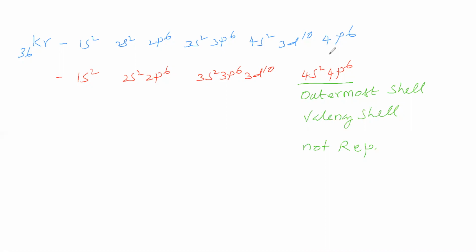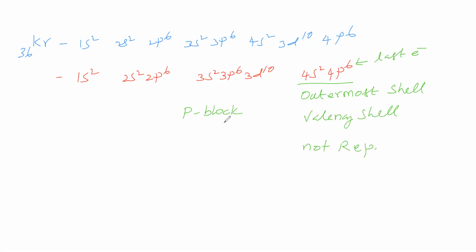Then the last electron, also called the differentiating electron, goes to this p orbital. Therefore we can call this a p block element.